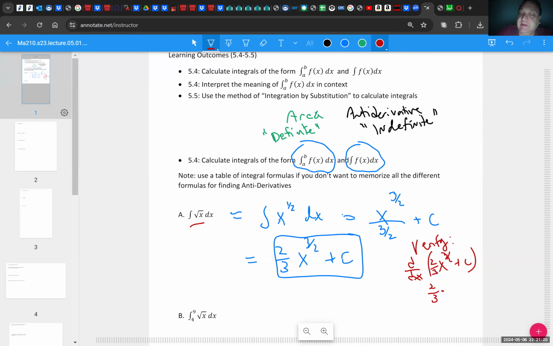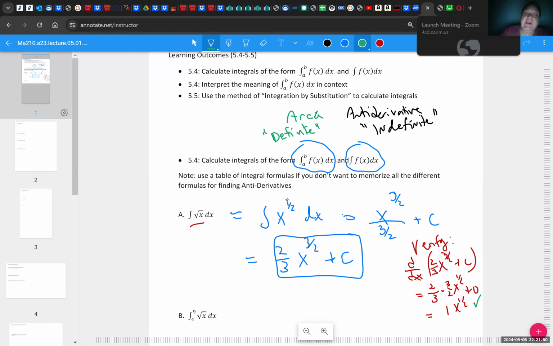The derivative of x to the 3/2 is 3/2 x to the one smaller exponent. One smaller than 3/2 is 1/2. And the derivative of plus c is plus 0. You can see that the numbers divide out, leaving just 1 x to the 1/2, which, as we know, is the same thing as square root of x. So, of course, you can verify your antiderivative problems, your integral problems, just by redifferentiating them.